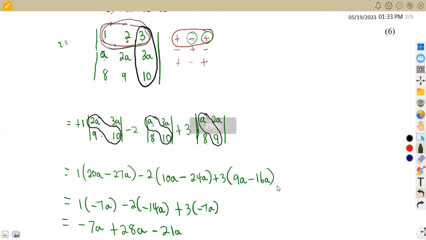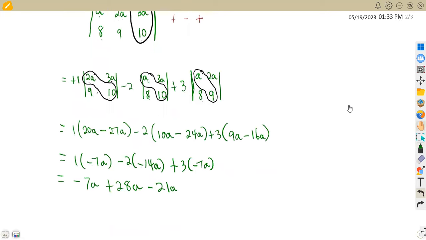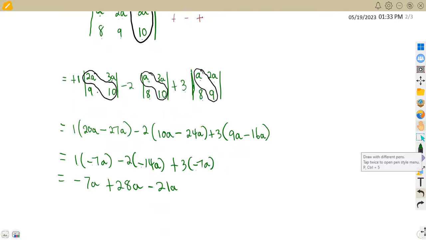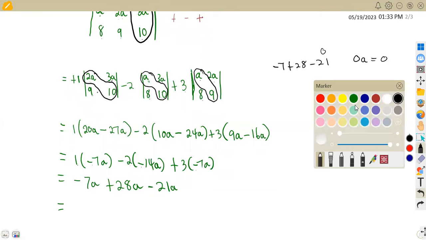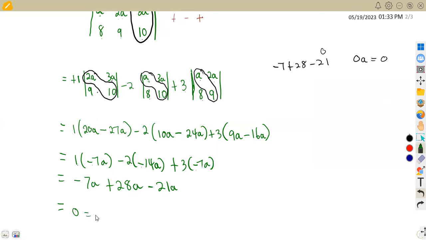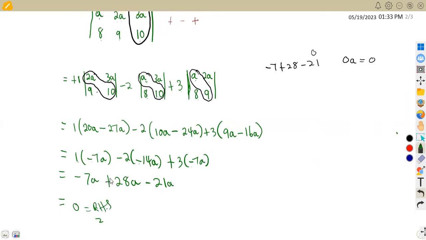So what you're going to do is to simplify everything. You combine all your terms together. By combining our terms together, this is going to give us a zero. So you're simply pressing these values on your calculator, minus 7 plus 28 minus 21. So this is going to give you a zero. So remember that 0a is the same as zero. So our answer is going to be a zero, which is the same as what we had on the right hand side. That is actually proven.